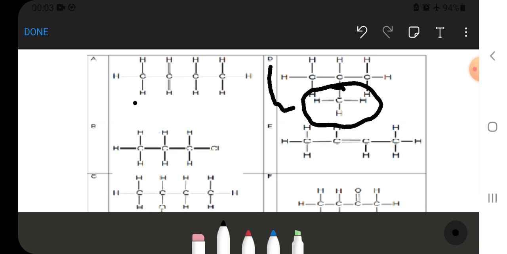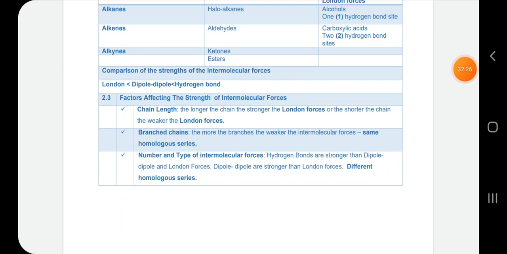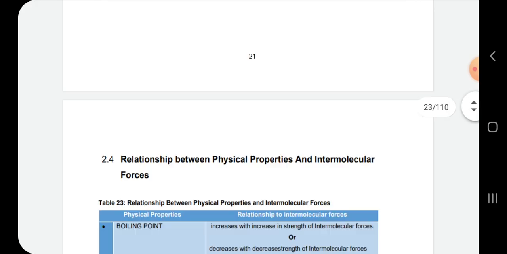That's what I meant. Yeah, so we have number and type of intermolecular forces. Hydrogen bonds are stronger than dipole and London forces. And then we have dipole stronger than London forces, for the different homologous series.